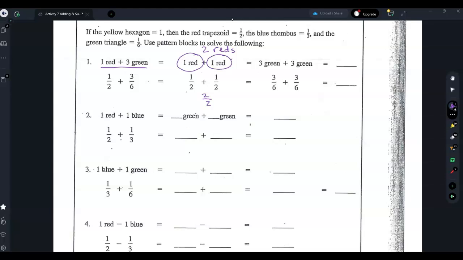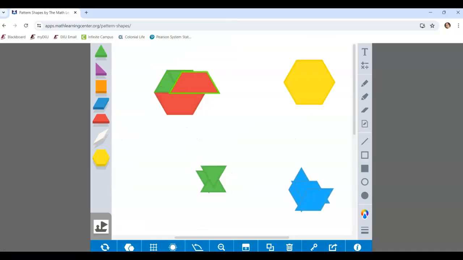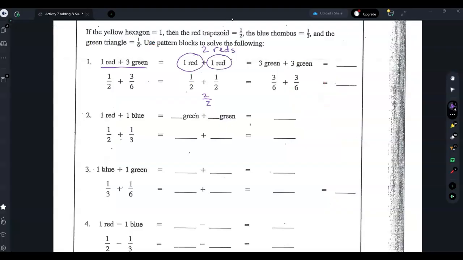However, you could also do this the other way. So instead of changing them to reds, you could change them all to greens. So back when we had one red plus three greens, we could say, well, let's replace that one red and let's just see how many greens it takes to cover it up. In this case, it takes three greens to cover up the red. So really that red is the equivalent of three greens.